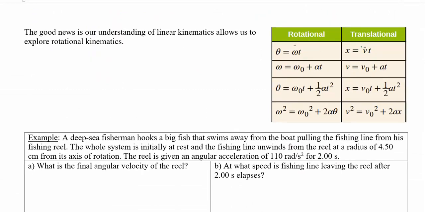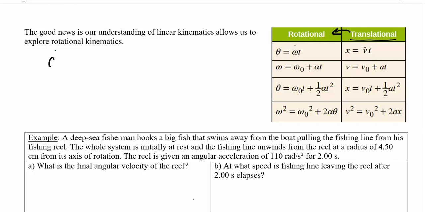All the same formulas that we had in translational or one-dimensional kinematics, like your good friend v equals v naught plus at, or d equals v naught t plus 1/2 at squared, or v squared equals v naught squared plus 2ad. All of those have an analogy in the rotational world. So for example, v equals v naught plus at, well, we could just say that omega equals omega naught plus alpha t.